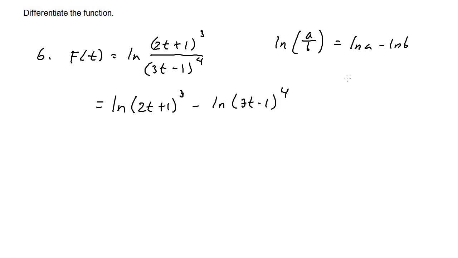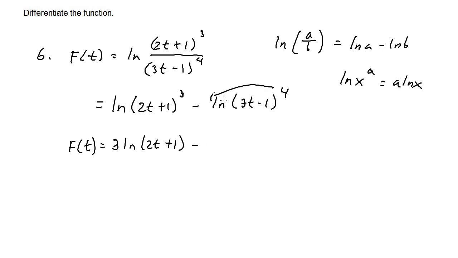Now another property of the natural log is, let's say you have the natural log of, let's just say the variable x raised to a power a. You can actually go ahead and bring that power in front of the natural log and rewrite it as a times the natural log of x. If we do that in this case, it'll be much easier to find the derivative. So in this case, f of t equals, we bring the 3 in front of the log, there's going to be 3 times the natural log of 2t plus 1, and then we have minus, we bring the 4 in front, and say 4 times the natural log of 3t minus 1.